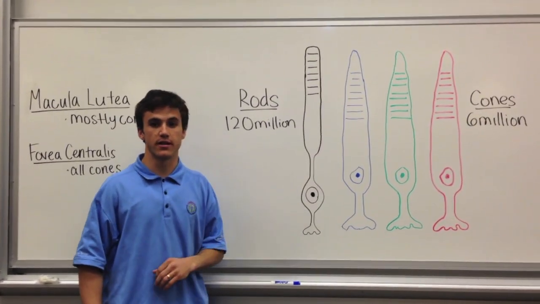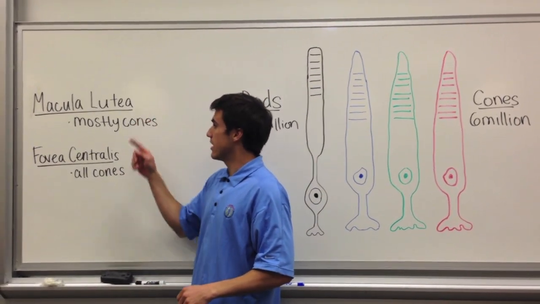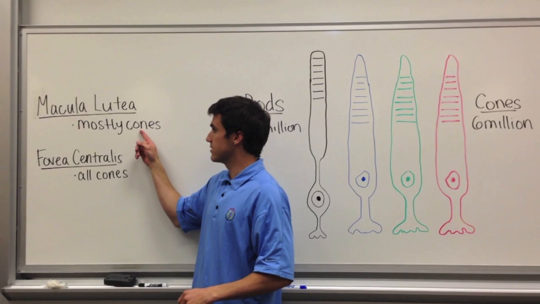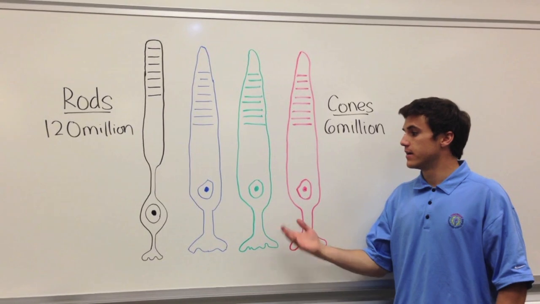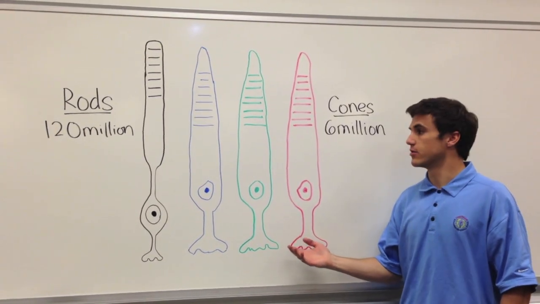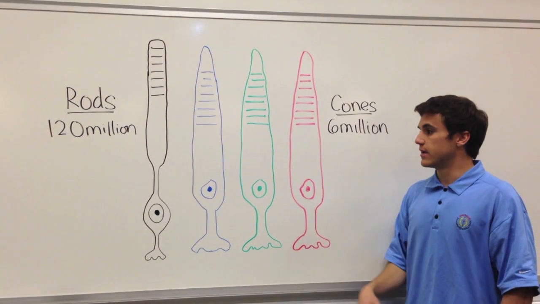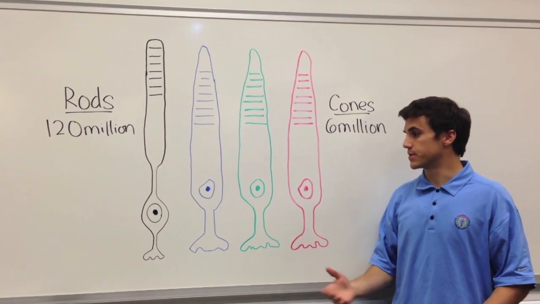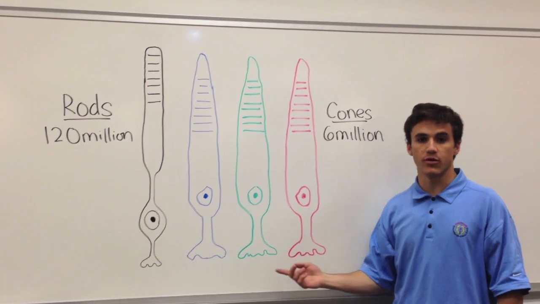2 structures that you'll learn in lab are the fovea centralis and the macula lutea. They are comprised mostly of cones in the macula lutea and all cones in the fovea centralis. There are 3 types of cones in the retina. Cones that perceive blue light, green light, and red light. Now you might be wondering, if cones can only perceive blue, green, or red light, how can we see color that's in between, like yellow or purple?